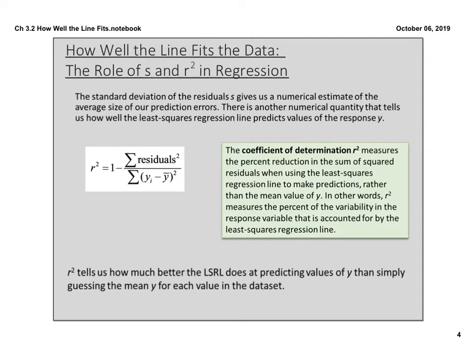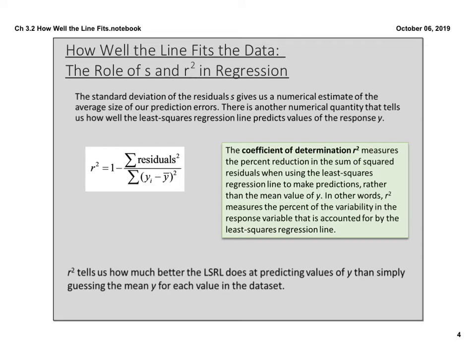The other thing that we are going to look at today is the coefficient of determination. So we have an R squared there. It says the standard deviation of the residuals gives us a numerical estimate of the average size of our prediction errors. There is another numerical quantity that tells us how well the LSRL predicts the values of the response variable Y. The coefficient of determination, so that's R squared.